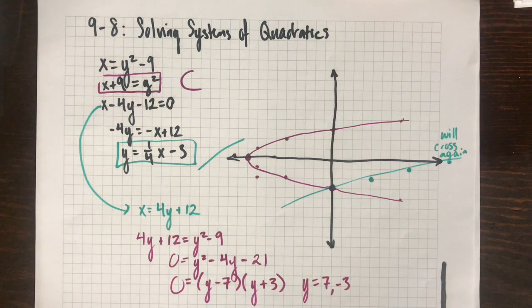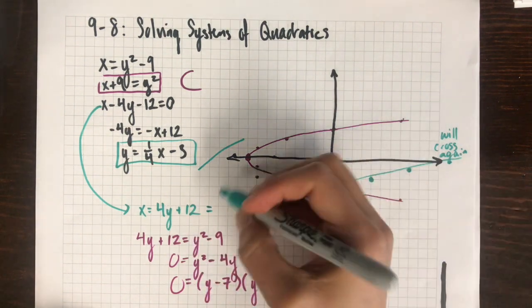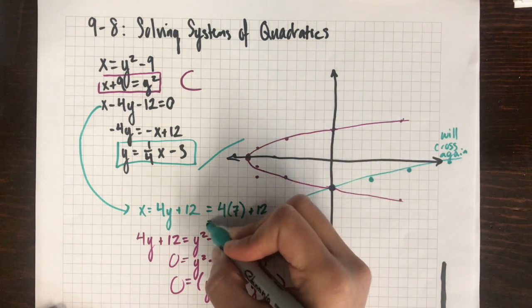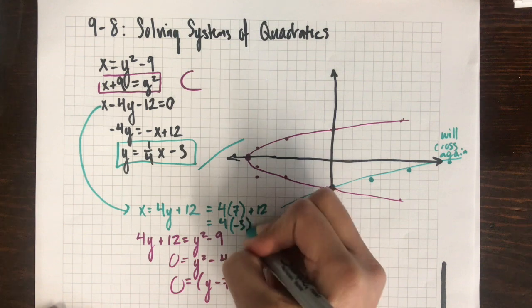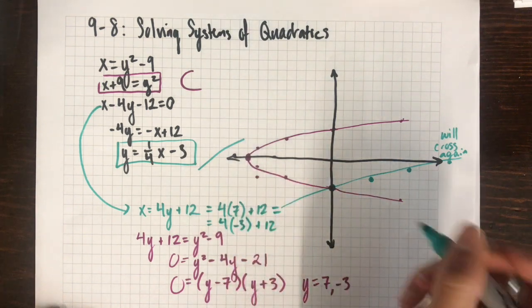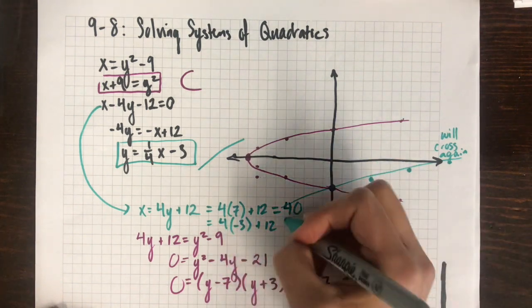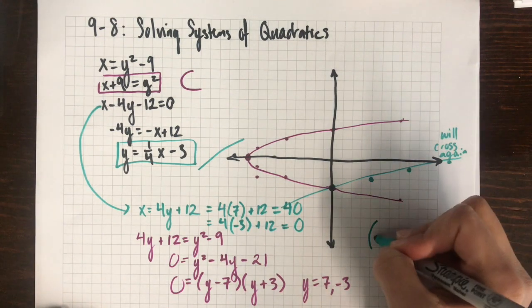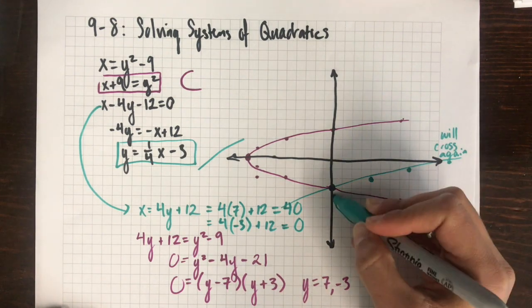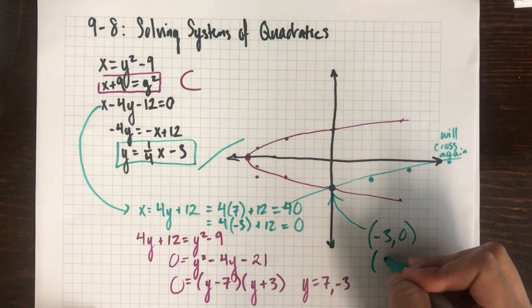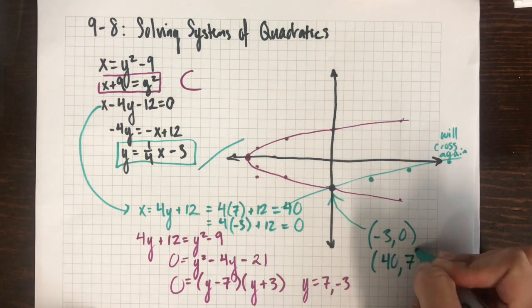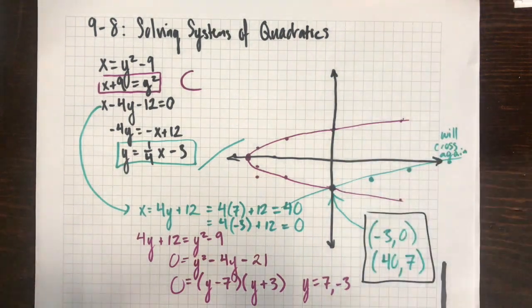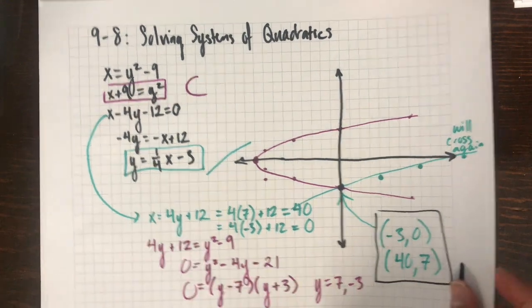So then lastly, I actually need the x coordinates of those solutions, right? So I'm going to plug in 7, so x is equal to 4 times 7 plus 12, and I'll also plug in negative 3 separately, so I get 4 times negative 3 plus 12. And I end up getting x coordinates of 40 and 0, which I expected, right? The first point being negative 3 was that point that I already saw visually there, but I also have the point 40, 7. Okay, so you don't need to actually draw these graphs in order to figure out where they're intersecting.